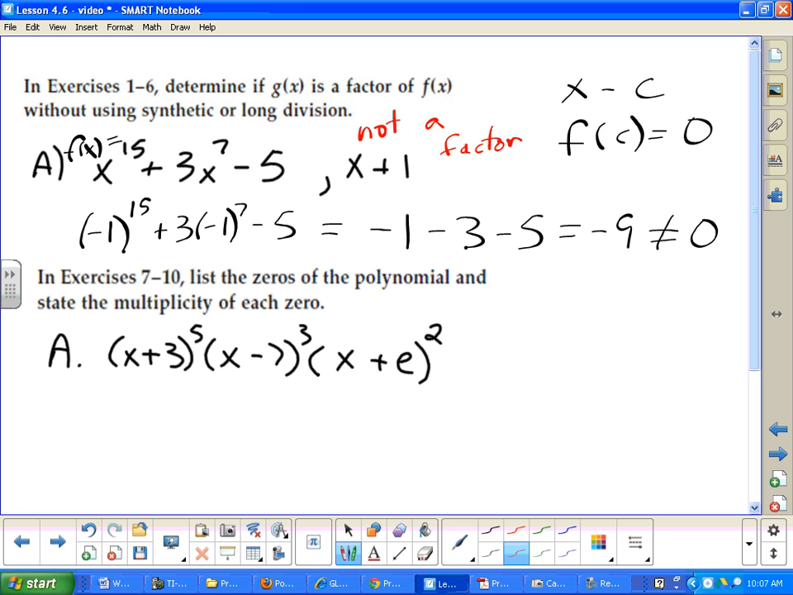And that's how we can do it without using synthetic or long division. We can just find the 0 and plug it in. If it works, if it equals 0, then it's a factor. If it doesn't, then it's not.